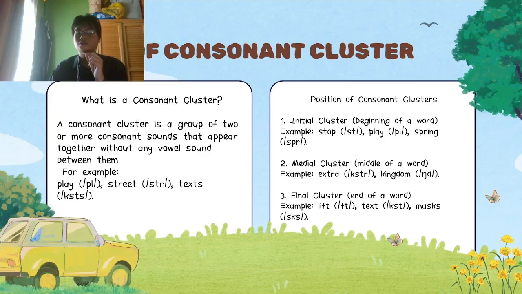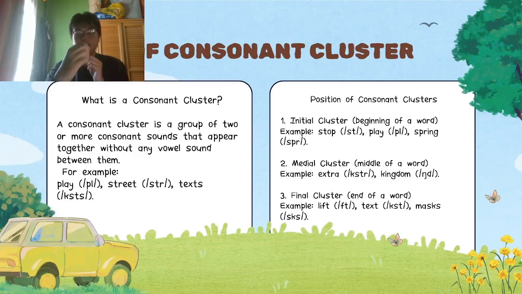And then we move on to the consonant cluster. So what is a consonant cluster? A consonant cluster is a group of two or more consonant sounds that appear together without any vowel sound between them. Like for example, play, pl, street, str, and Texas, x. Pardon me for the pronunciation. So these clusters can appear at the beginning, middle, or end of a word.